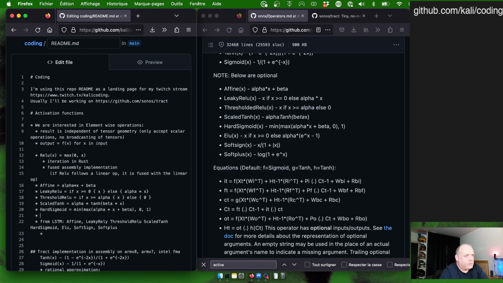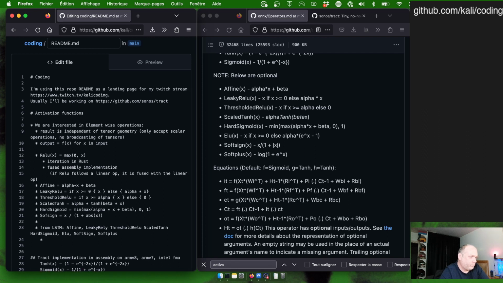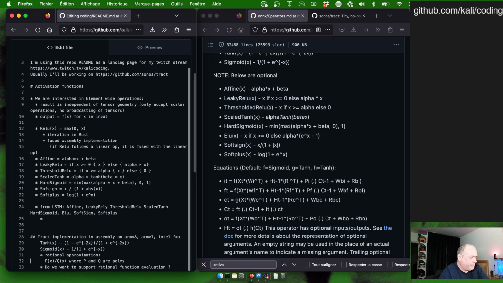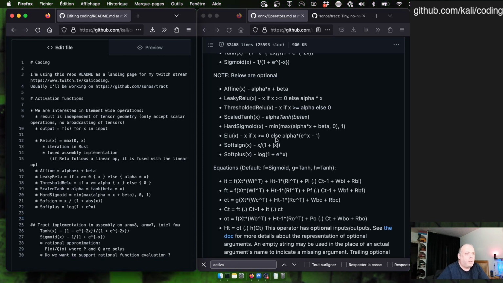Then we have something called softsign, which I'm not sure what it looks like, but at least it's not too complicated to compute. 1 plus absolute of x. And we have softplus, which is tricky: log of 1 plus e to the x. Okay, so that is done. And then what else do we have?